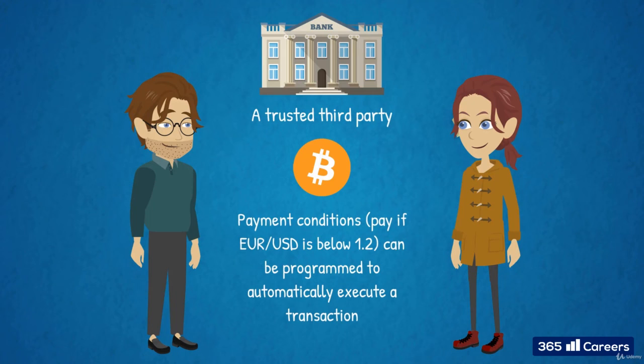In Bitcoin, payment conditions can be programmed to automatically execute a transaction without any need for a third-party agent. This logic and functionality is the basis for the so-called smart contracts, which you may have heard of. We'll discuss smart contracts in more detail in our next section, where we will examine Ethereum, which takes smart contracts to the next level.